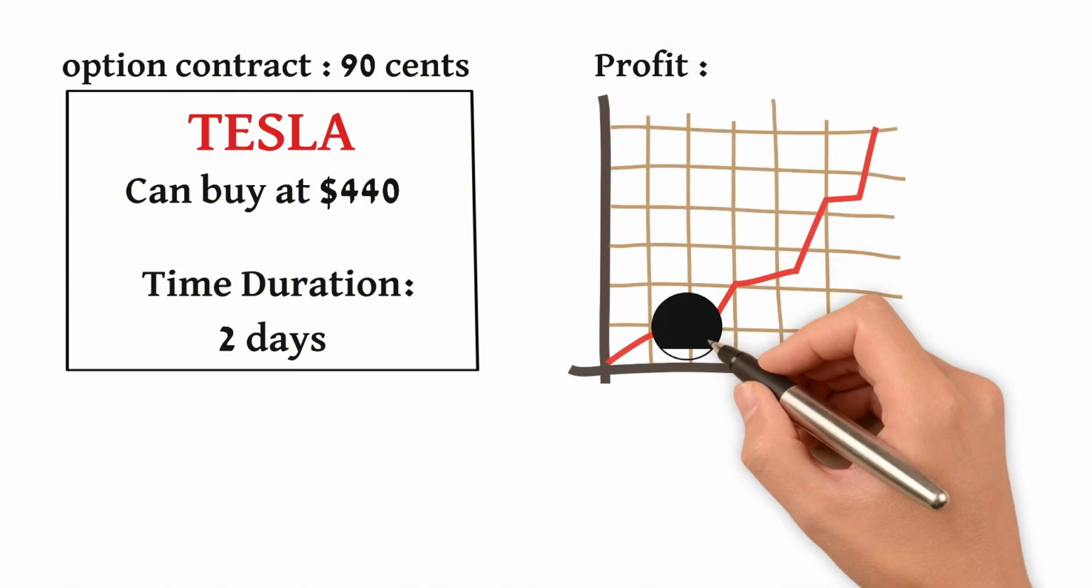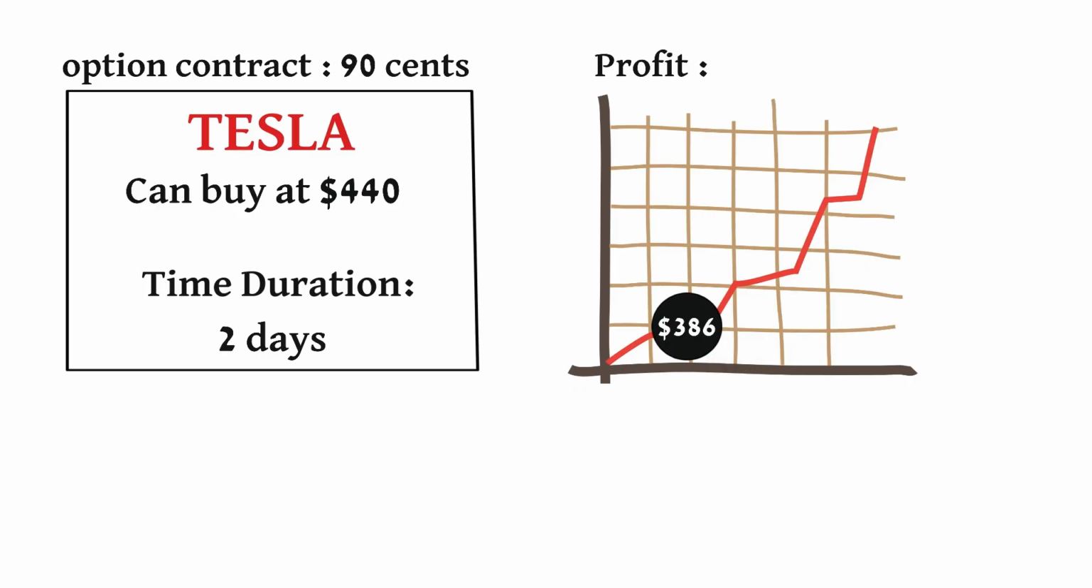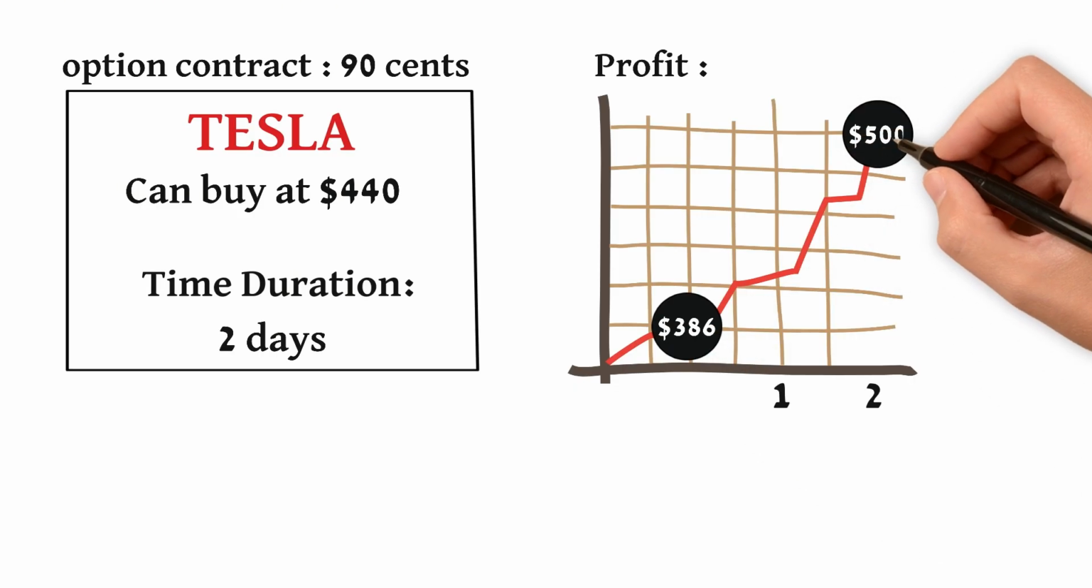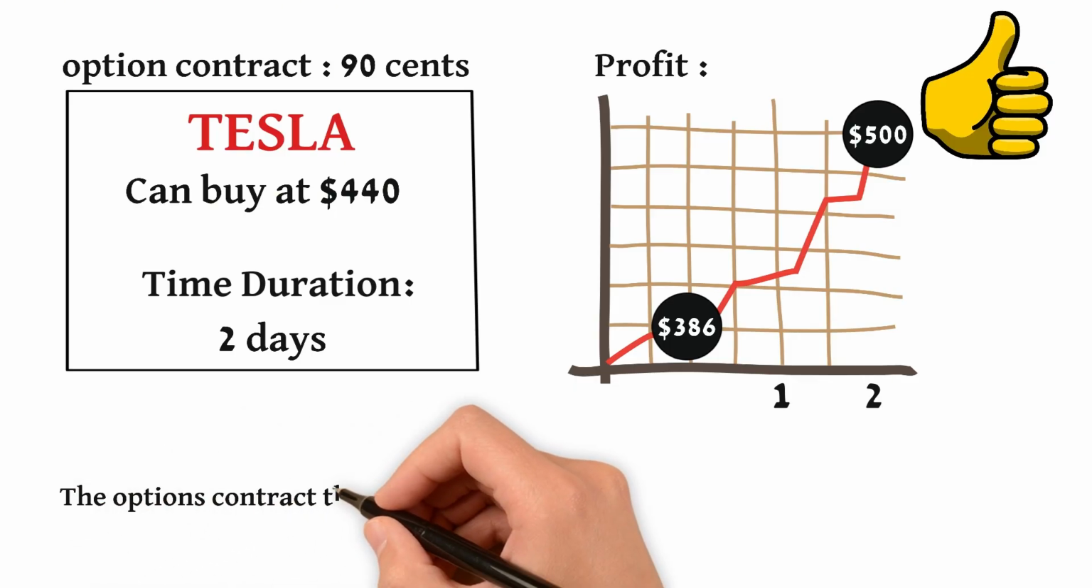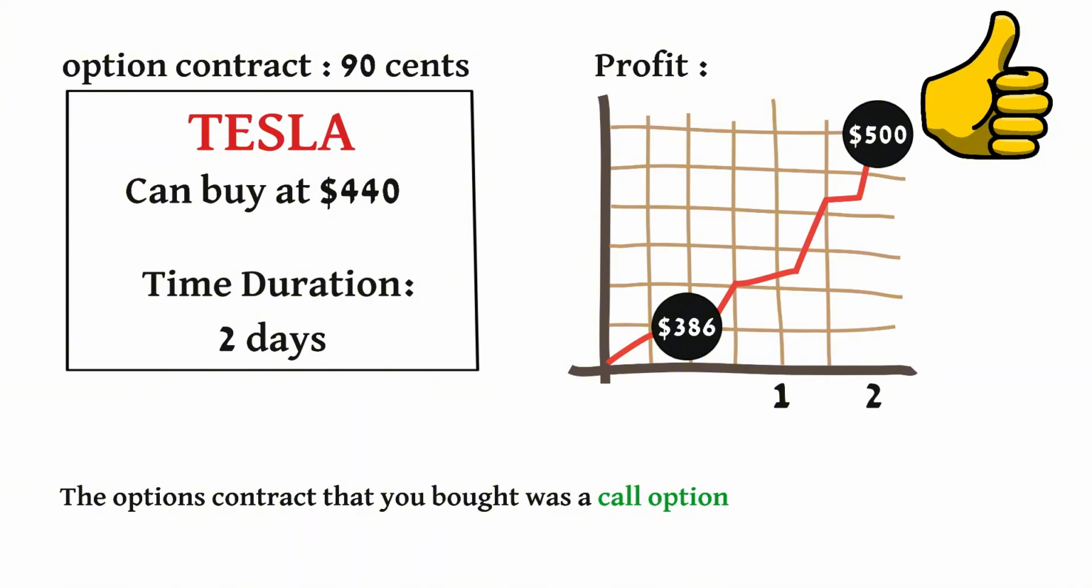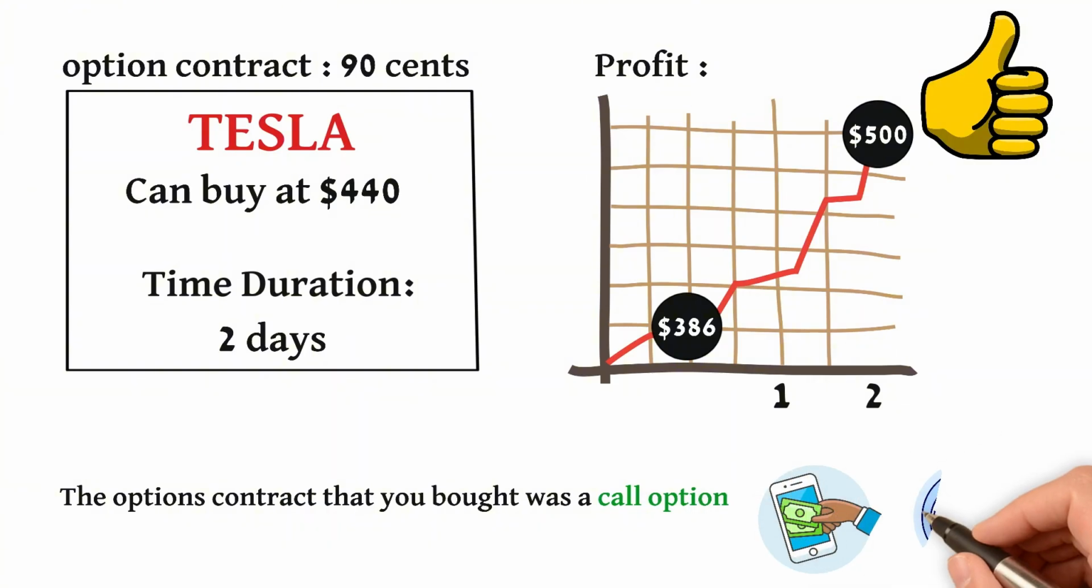The current price of Tesla is at $386 right now. Let's say within the 2 days, the price hits $500. This is a good situation for you because you're going to make money. The contract that you've just bought was a call option, meaning you pay for the option to buy a stock at a certain price within a certain amount of time.